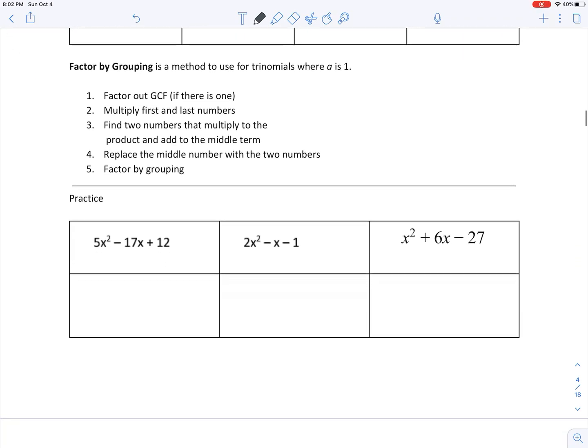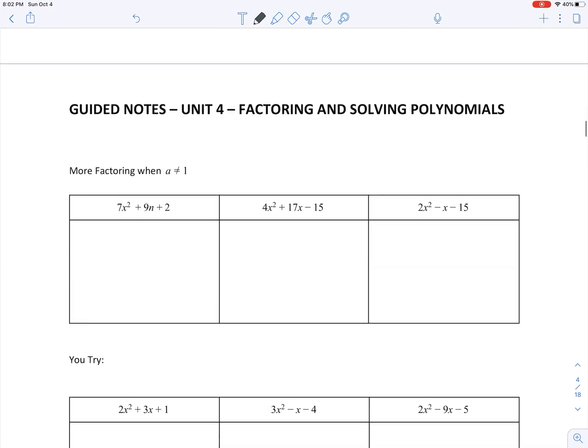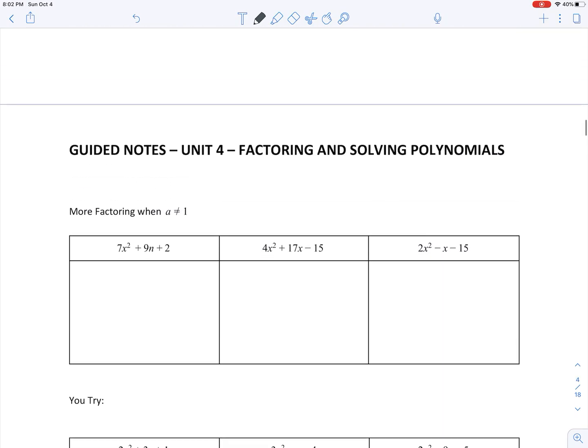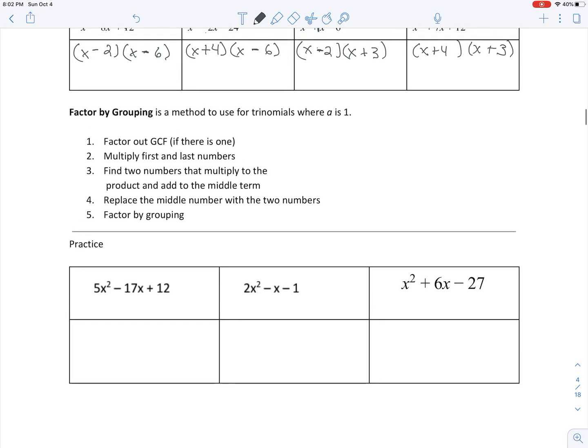Now let's do when A is not 1. This one requires a couple more steps. And by the way, the method I'm about to show you works all the time. So if you don't like the guess and check method, well, you still have to guess and check, but you can also use this method. The first thing we do is factor out the GCF if there is one. We're going to talk more about this on Thursday.